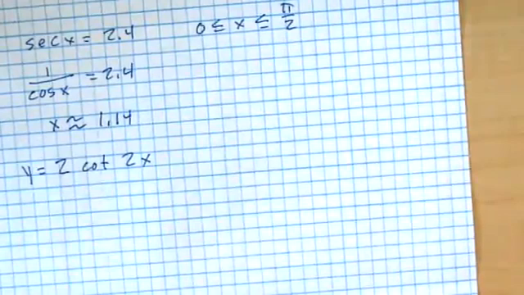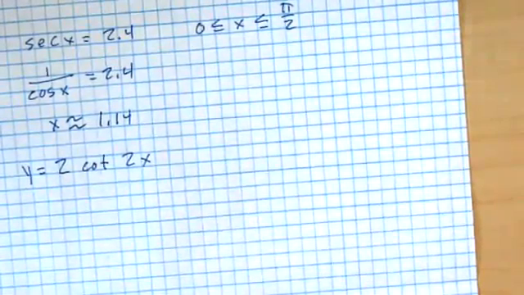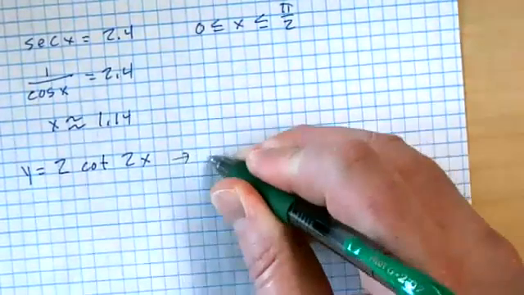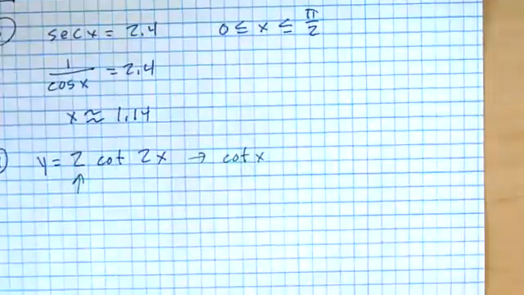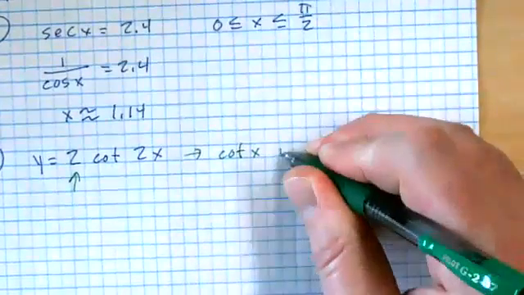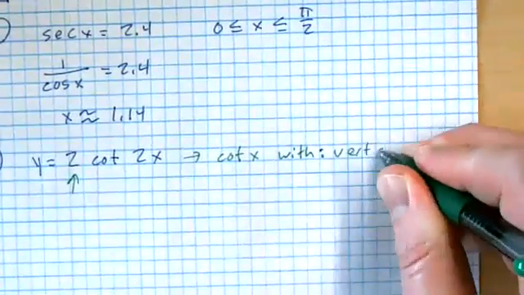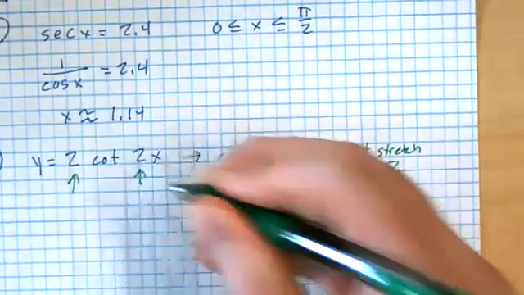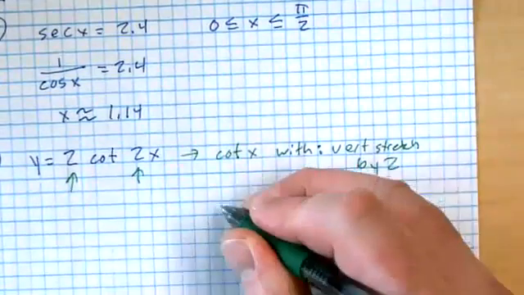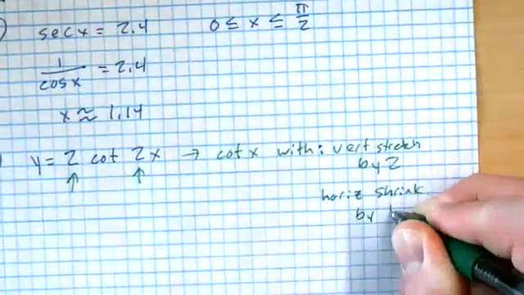Who looked up answers in the back of the book for these? Were they describing transformations? Okay. So I think what they're asking us to do is to look at this and say, okay, this is just cotangent x, but there have been two transformations done to it. What's this 2 doing on the outside? So this is cotangent x with a vertical stretch by 2. And let's talk about this 2 right here. Horizontal shrink by 1/2.